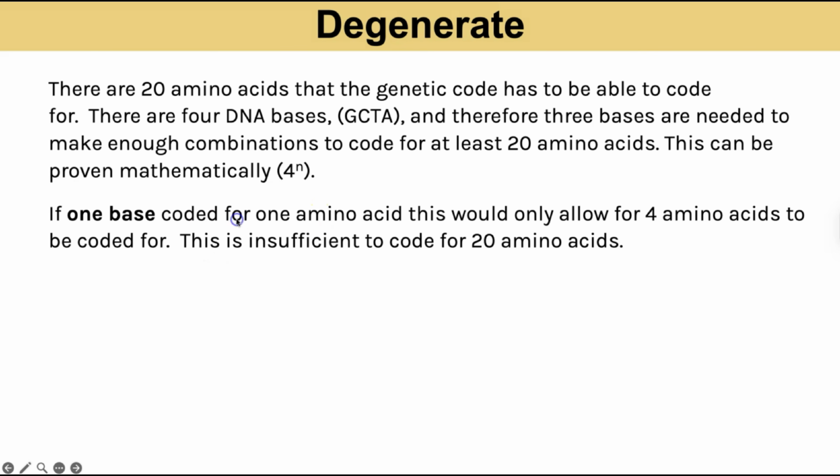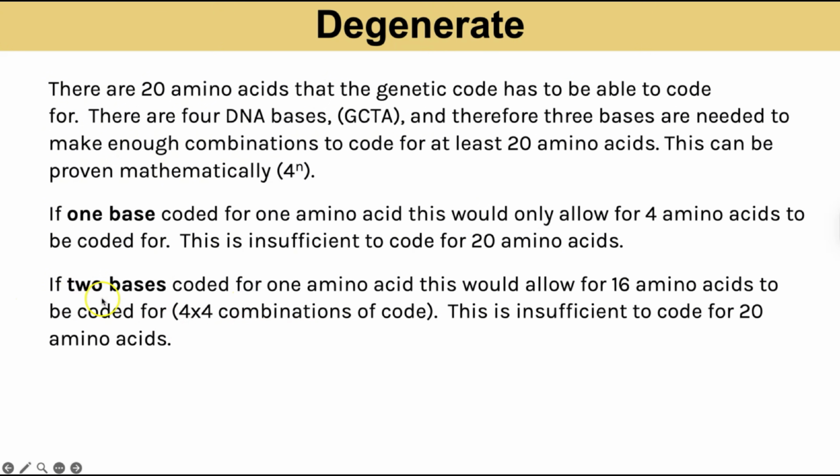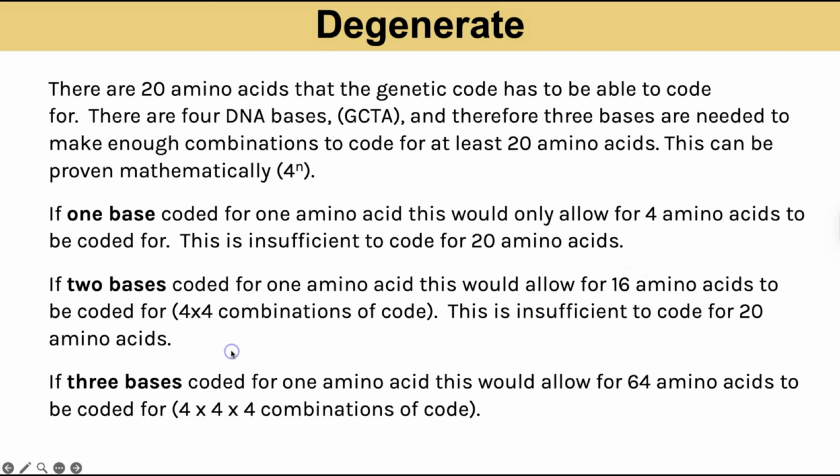And we can prove this mathematically. 4 to the power of n: there are 4 bases, and n is how many of those bases you would need to get enough to code for 20. If it was 1 base, that would be 4 to the power of 1, which is 4. So we'd only be able to code for 4 amino acids. Guanine would code for 1, cytosine would code for 1, thymine 1, and adenine, and that's not sufficient. If it was 2, that would be 4 to the power of 2, and that gives us 16 combinations. So that is not enough to code for 20 amino acids.